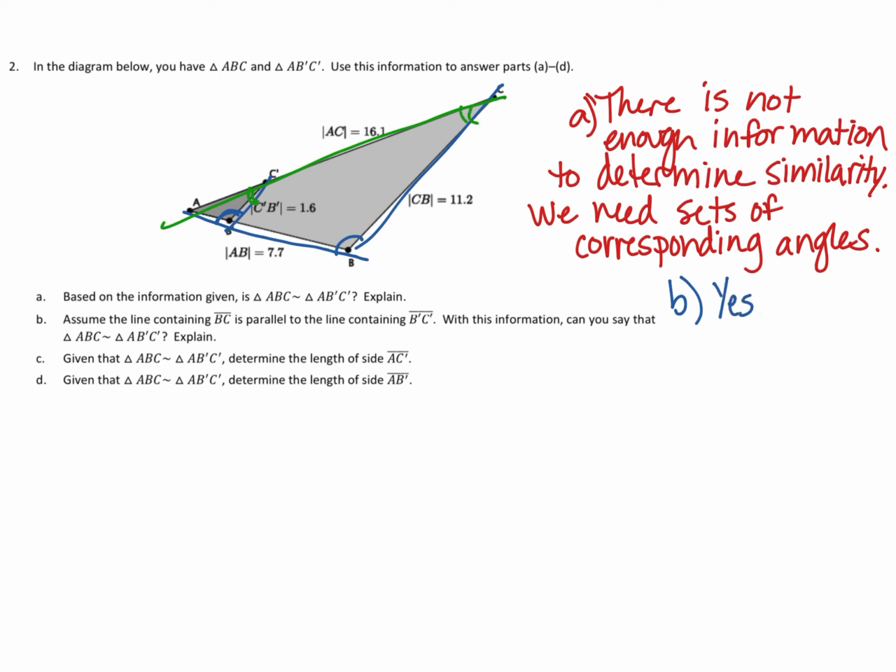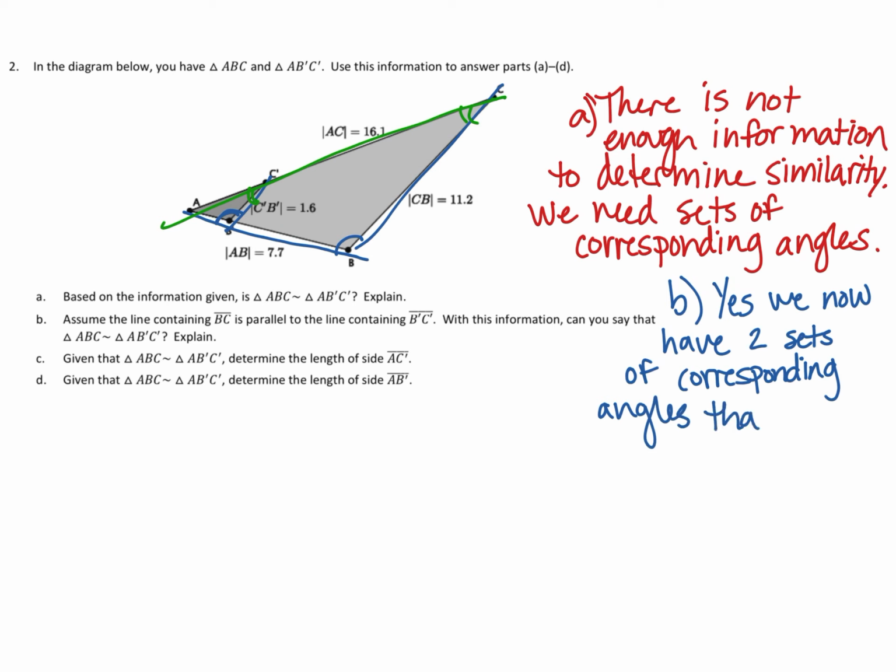So, yes, we now have two sets of corresponding angles that are equal in measure. By AA criterion, because there's two sets of angles, these are similar.